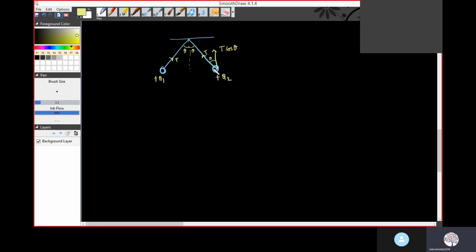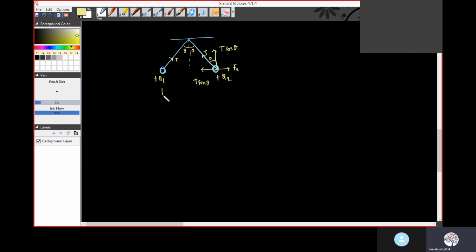T cos theta, and in this direction you will have T sin theta, and in this direction you will have the electrostatic force of repulsion, Fe. This Fe is not due to the electric field, it is due to the point charge.